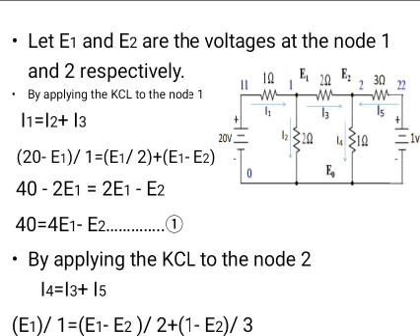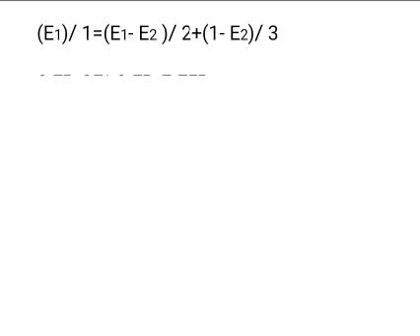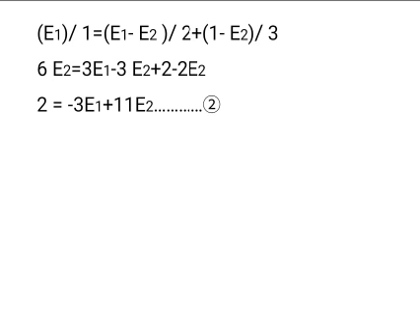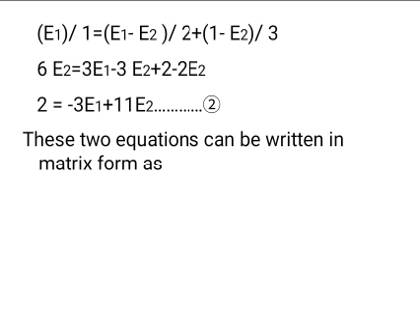It is dependent upon the direction of the current. Next, by solving this equation, we will get equation 2. These two equations can be written in the matrix form, in which we have the left hand side of the system with the coefficient matrix and the right hand side of the system with the answer values.